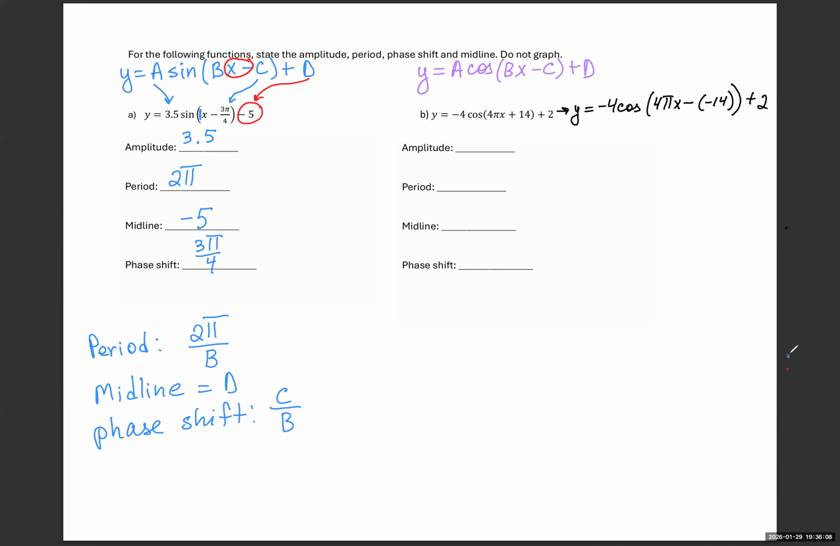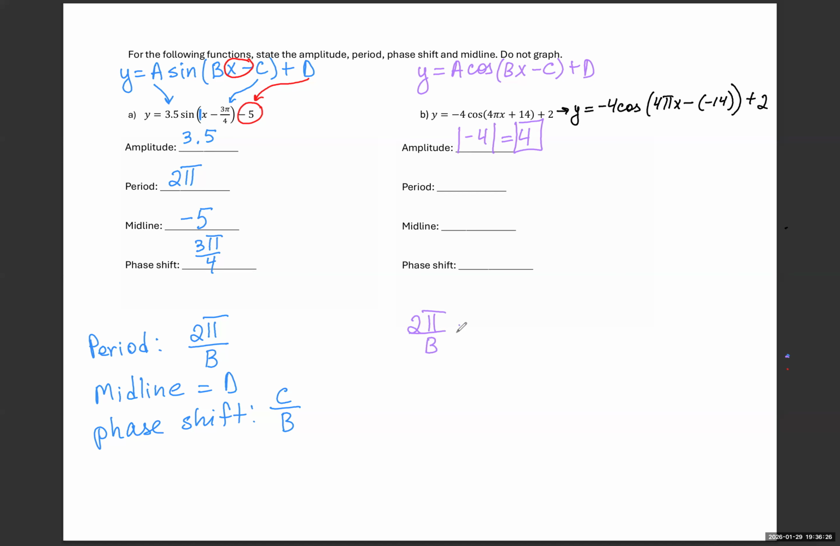So let's go from there. Amplitude. So this is where the absolute value comes in. The absolute value of negative 4 is 4. So the actual answer is 4. No negative sign. The period for this function, just like the sine period, the formula is 2 pi over b.